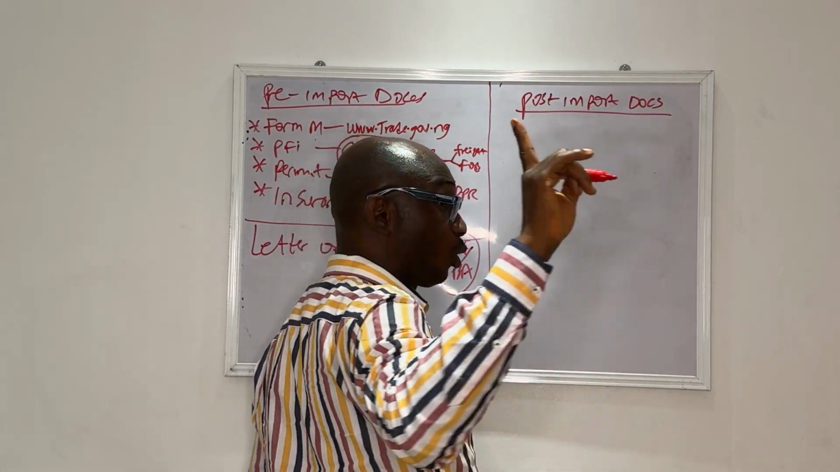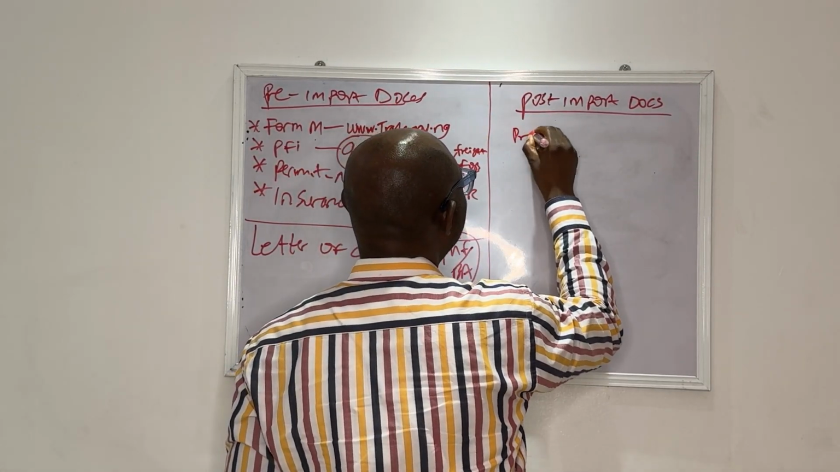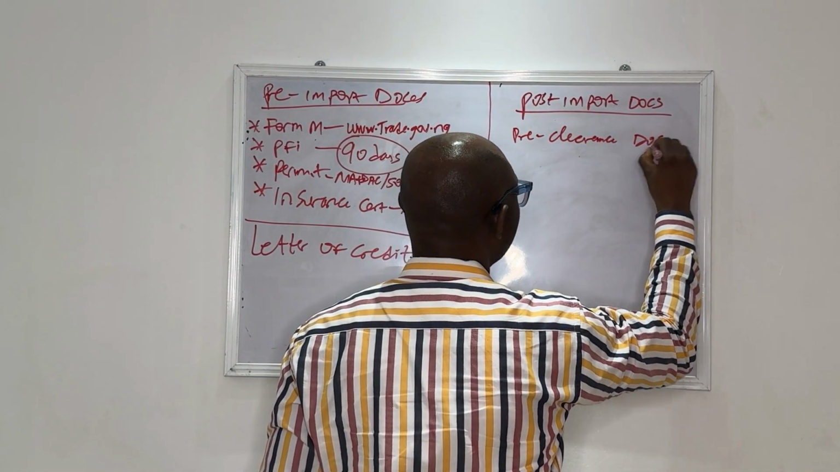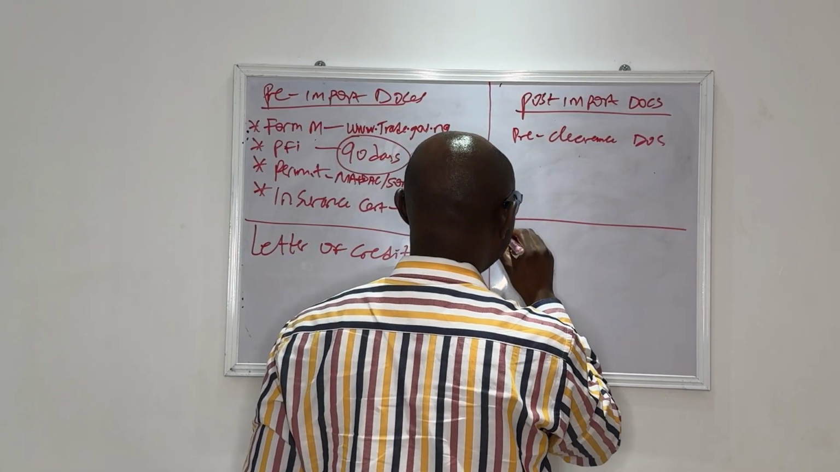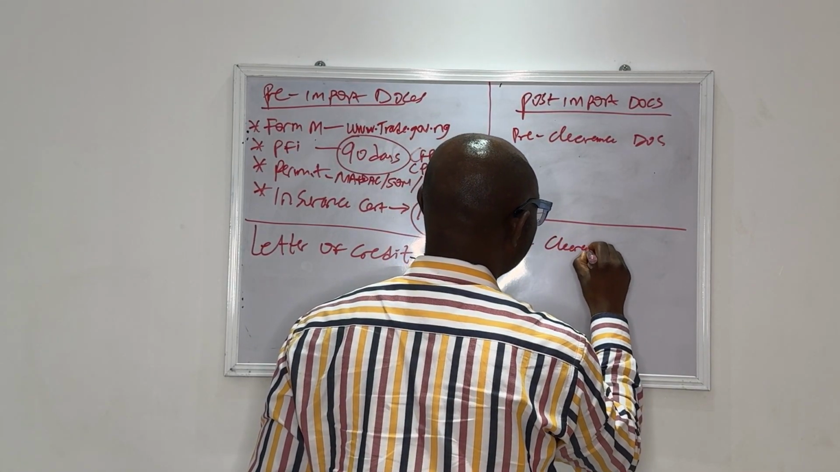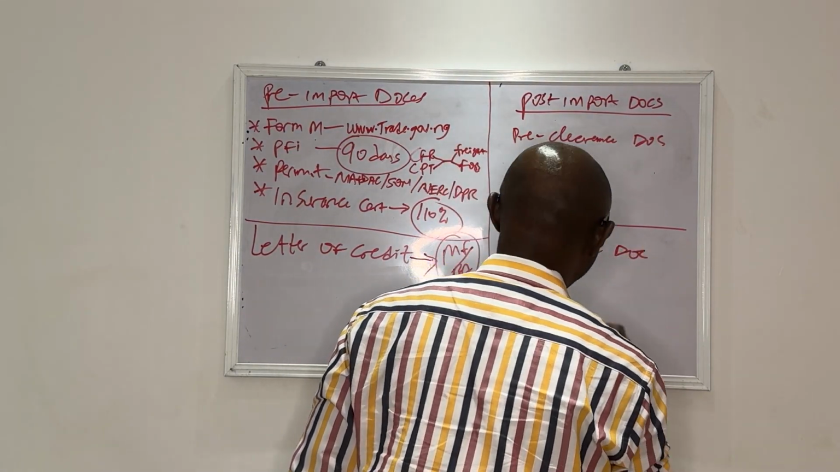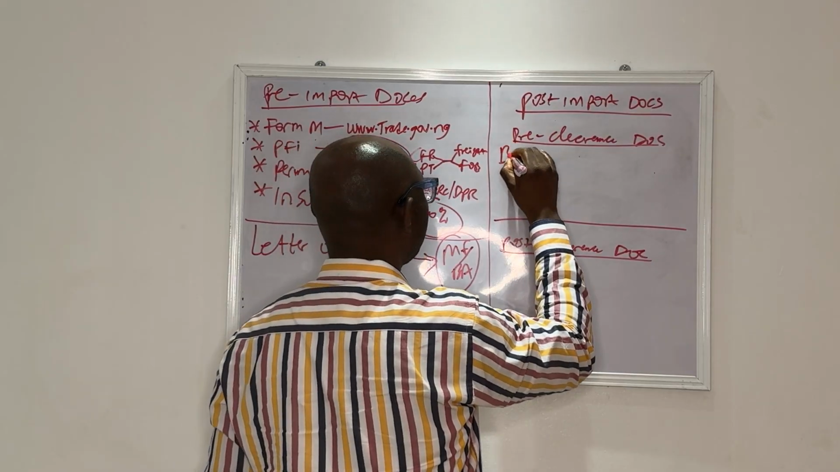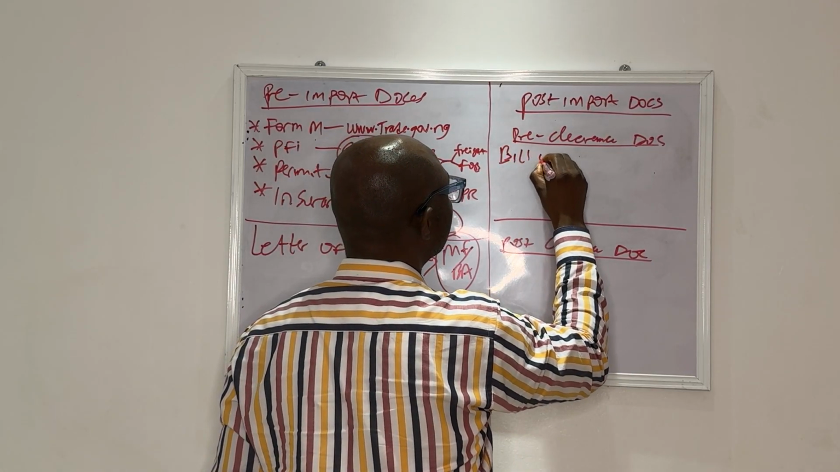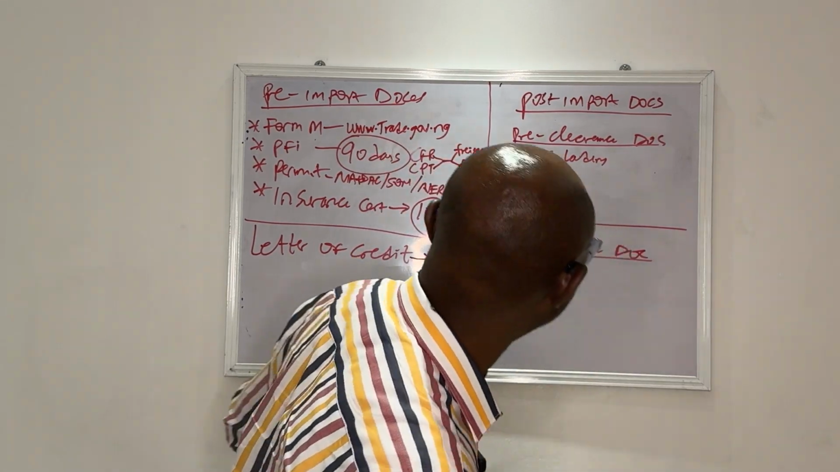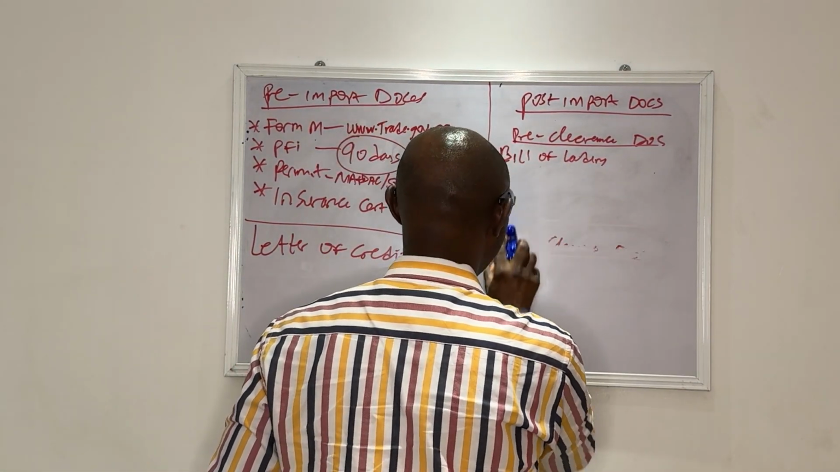Post-import documentation, I will group that into two. You have the pre-clearance documents, and then you have the post-clearance documents. Pre-clearance documents: bill of lading. I need to move this down.